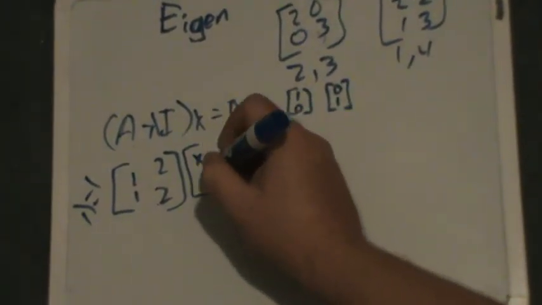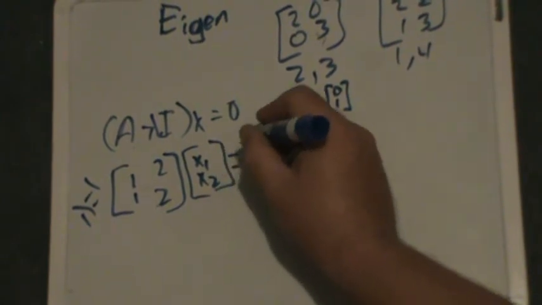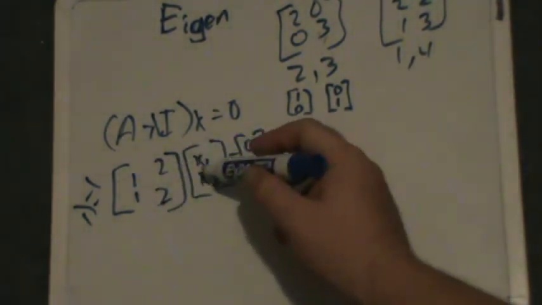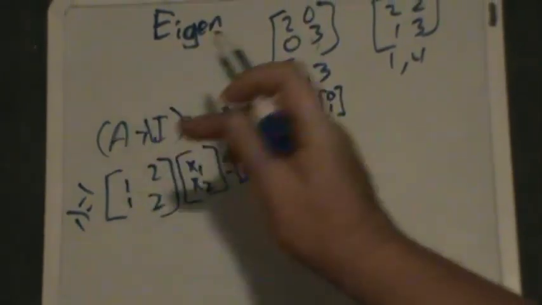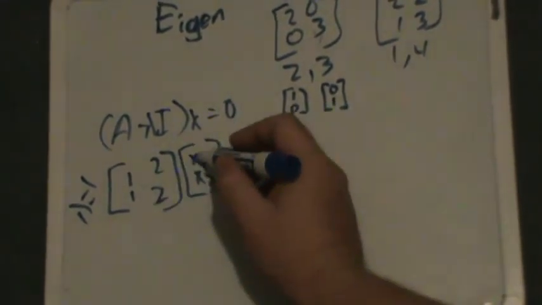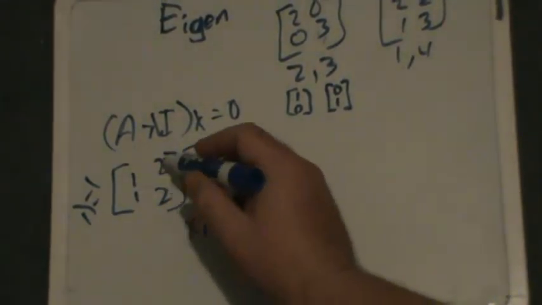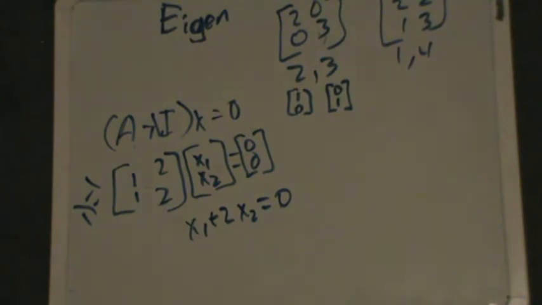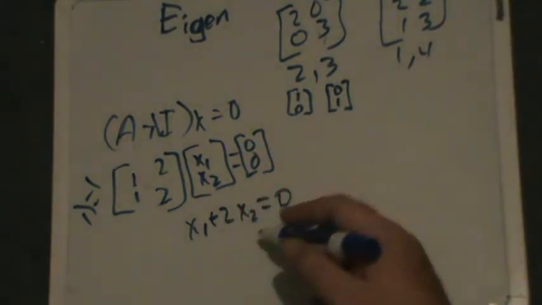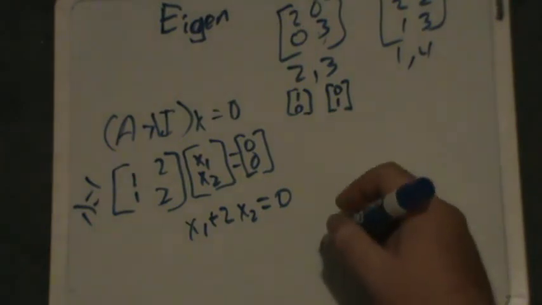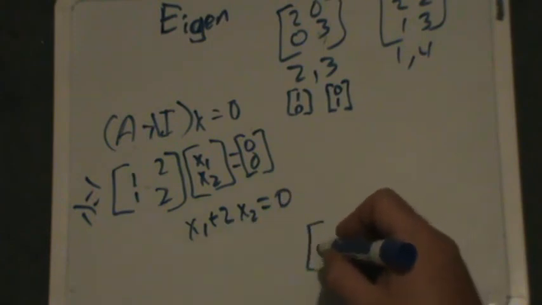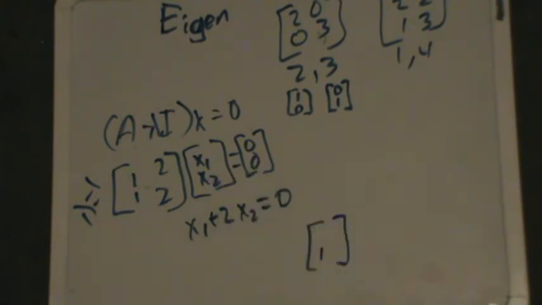Alright, so A minus lambda I times x1, x2 equals 0. From the first and second equation, they're identical, so I only need to calculate one of them, which gives x1 times 1 plus 2 times x2 has to equal 0. What we usually do at this point is pick one, and in this case I'm going to pick x2 equals 1. The reason is because it's just less work. Less work is good in my land.